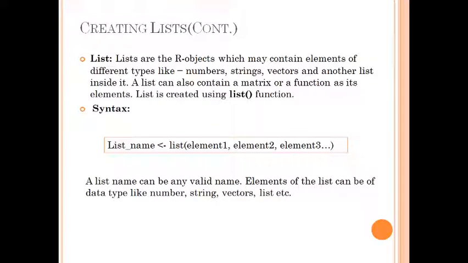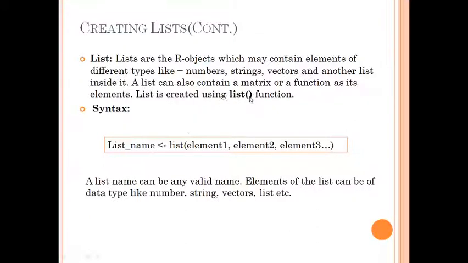Now, a list is an R object which may contain elements of different types like numbers, strings, vectors and even lists. A list can also have a matrix or a function as its element. So we can see here that a list is a very flexible and useful kind of data structure, wherein it can have heterogeneous types of data as its elements.